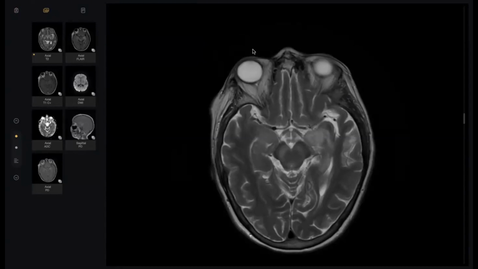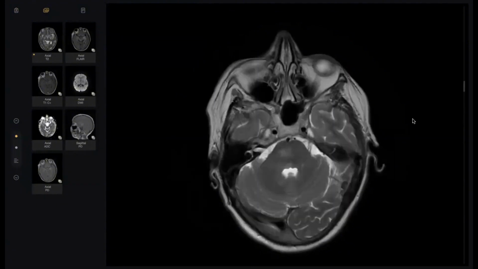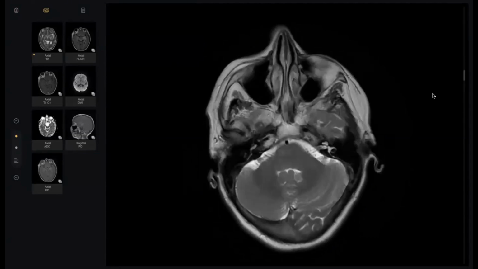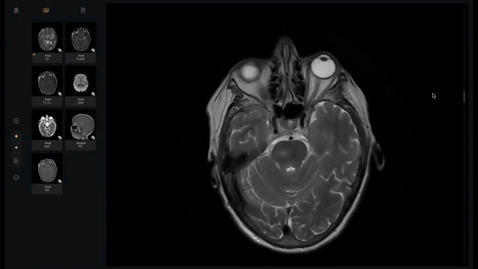A 65-year-old female patient complaining of subacute diplopia, confusion, headache, and right eye gaze palsy on examination. So I'm presented with multiple MRI sequences of the brain. I'm going to scroll through these sequences first before presenting my findings. I'm looking at the T2 axial slices.